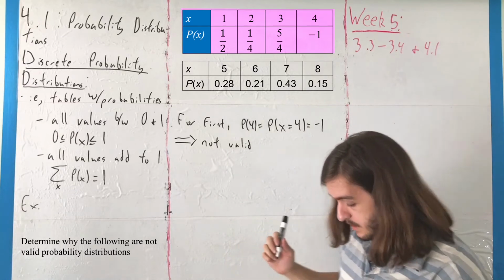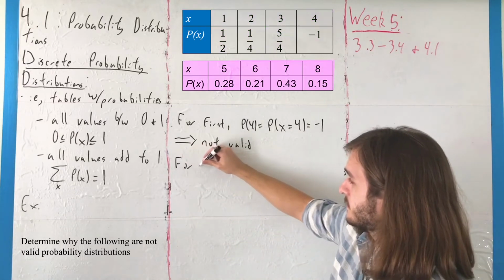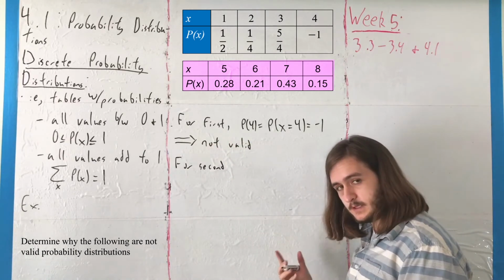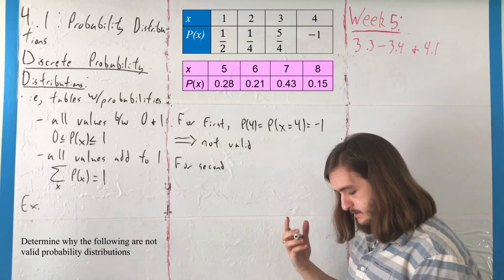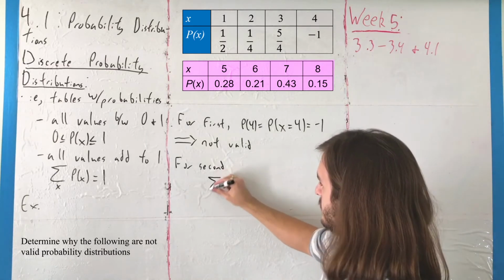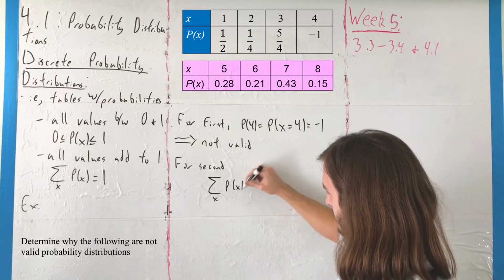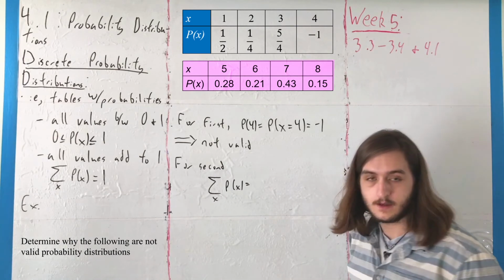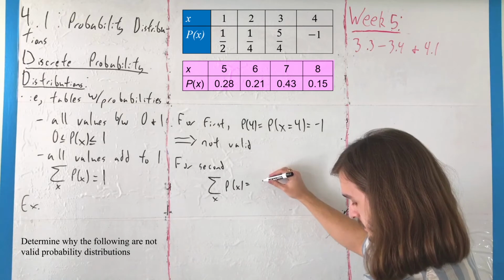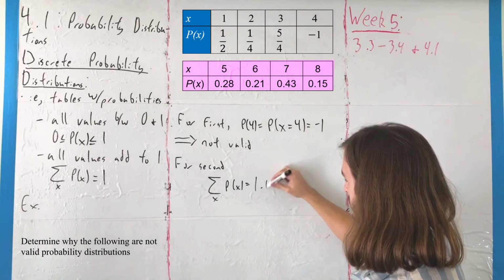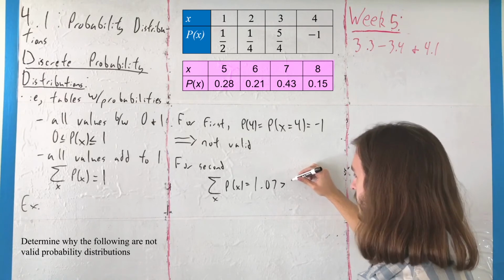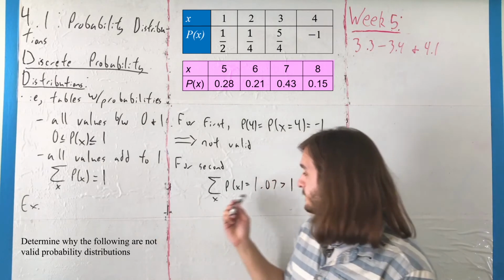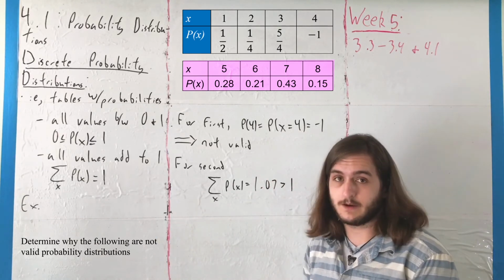So, can't work. On the other hand, for the second, we will see that even though all of our pieces fit, we have too many of them. In that case, the sum of the probabilities, which will have the form 0.28 plus 0.21 plus 0.43 plus 0.15, is going to end up being equal to 1.07, which is bigger than 1. And sometimes we can have that these things are too small, but usually it's going to be that they're too big. And that's what happens here.